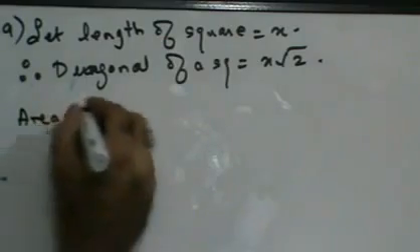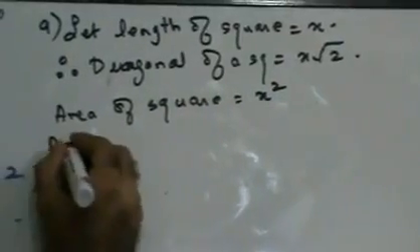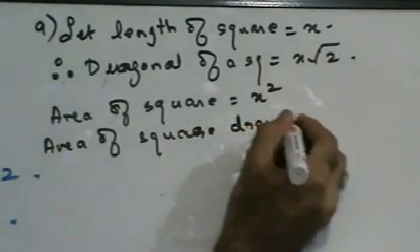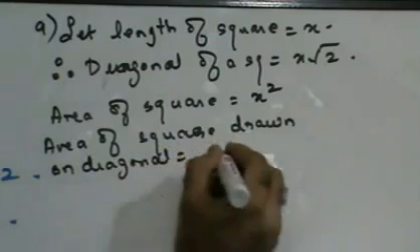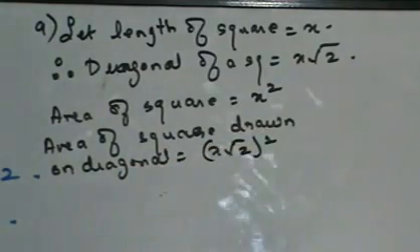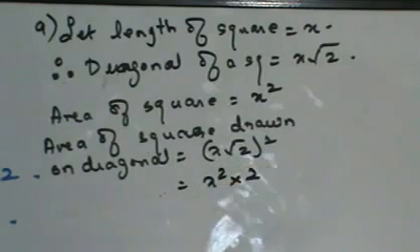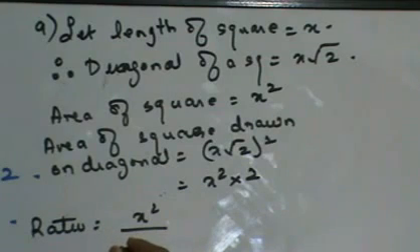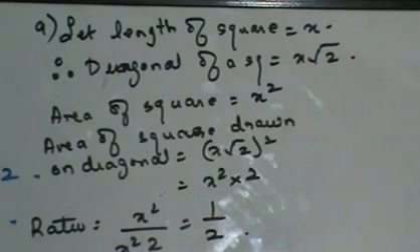Now, area of square is going to be x square. Area of square drawn on diagonal is going to be x root 2 the whole square. If I take the diagonal and draw a square on it, area of a square is square of its length. So this is going to be x square, root 2 square is 2. They have asked you to find the ratio of the areas. Ratio of area of the square to area of the square drawn on its diagonal is going to be nothing but 1 by 2. Next, take on next sum please.